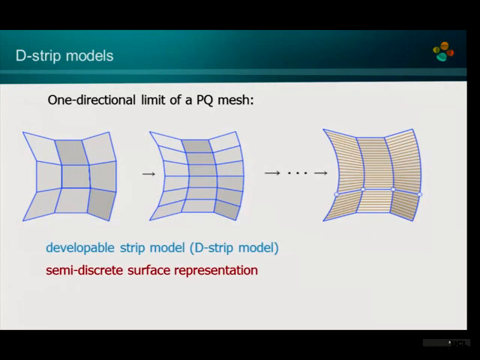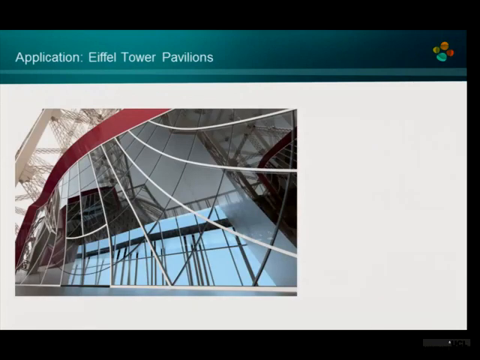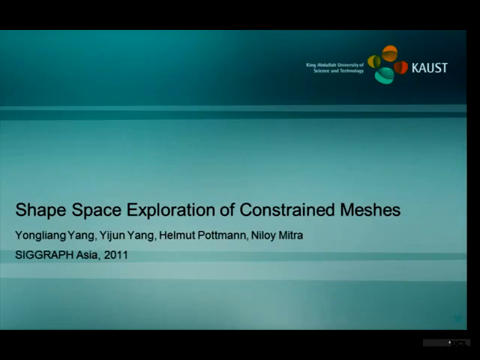And again, this feeds back to the theory, because the theory of semi-discrete representations is not exactly the smooth theory, and it is not exactly the fully discrete theory. It is in between, and there are a few questions which you need to treat separately. An application is the Eiffel Tower pavilions, which originally was this developable strip model, but later for fabrication, the strips have been approximated by right circular cylinders, because in this case the glass can be bent more easily. This is just motivated by production.